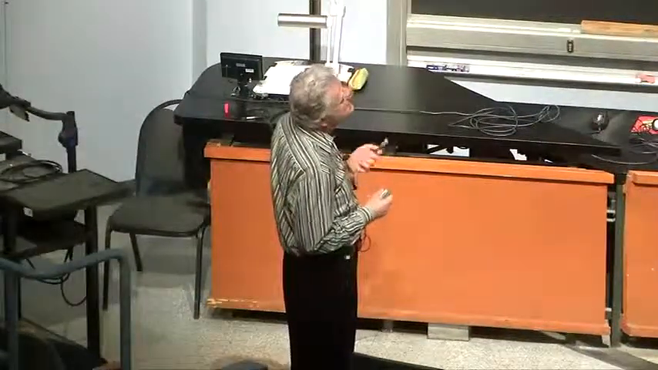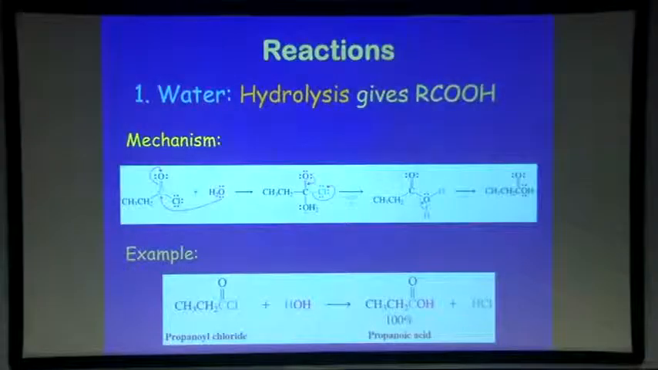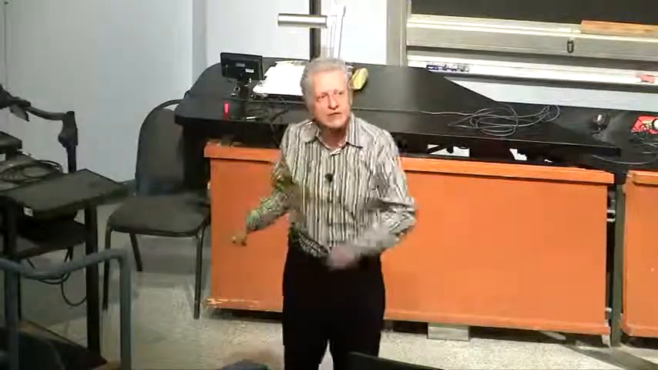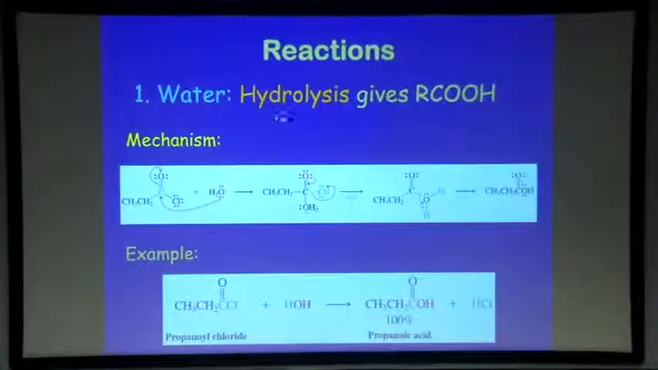So what are the reactions? This is a repeat, but now I'm just focusing on acyl halides. Okay? And I'm driving home the point that acyl halides are really tops in terms of starting materials for all other carboxylic acid derivatives. The first one is just hydrolysis. We saw this before. That gives the carboxylic acid.